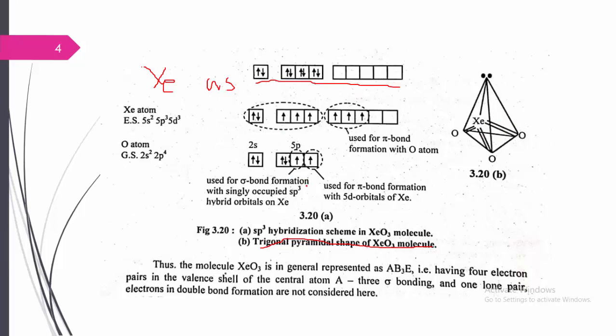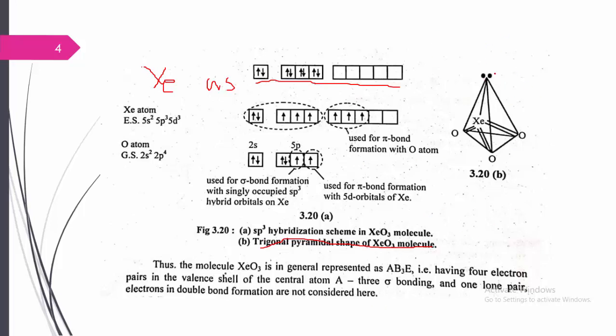At the same time, as I told you, there are two unpaired electrons in the electronic configuration of the oxygen atom. One electron of oxygen forms a bond with the vacant p orbital of the hybrid orbitals, and one unpaired electron forms a double bond with the d orbital. At the end we can see the shape of this molecule is the trigonal pyramidal shape of xenon trioxide instead of a tetrahedral shape. If it were regular sp3 hybridization, it would form a tetrahedral shape.